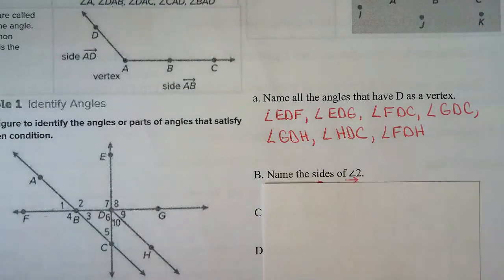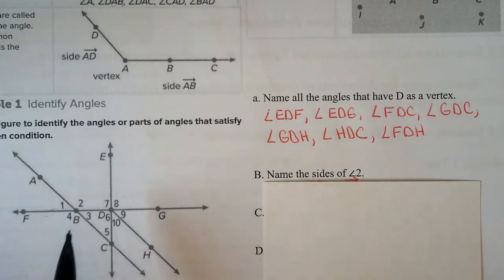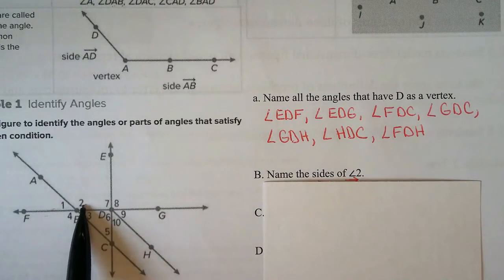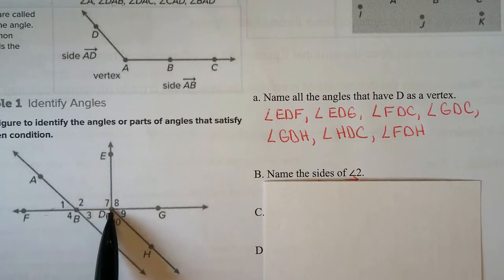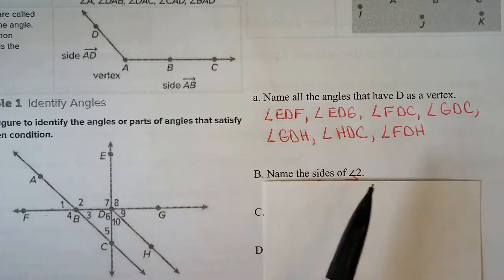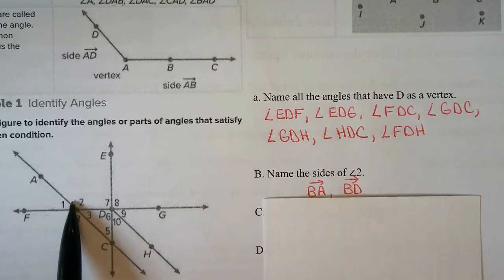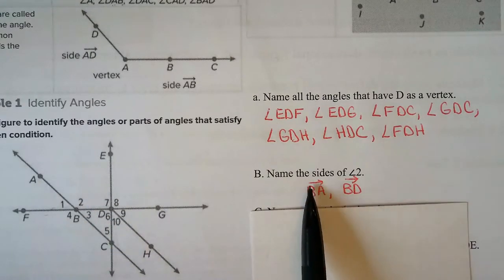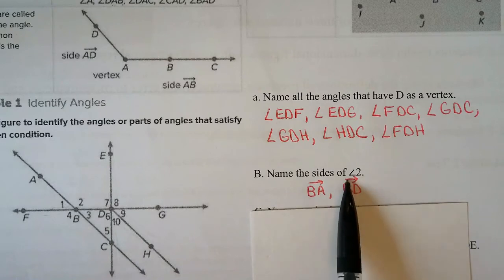All right, letter B, name the sides of angle 2. So locate angle 2. The sides of that angle would be ray BD and ray BA. So notice how I wrote it. I made sure my symbol, the endpoint, was above the B because B is my common endpoint between those two.